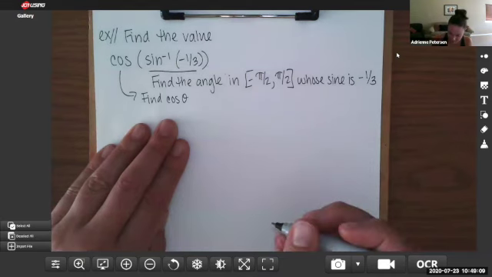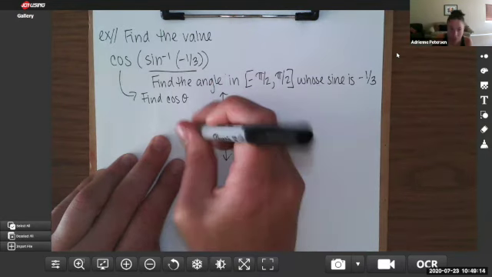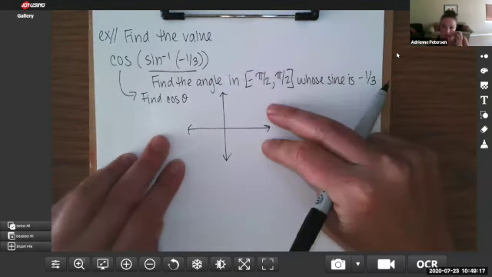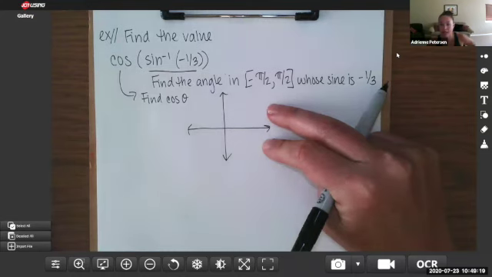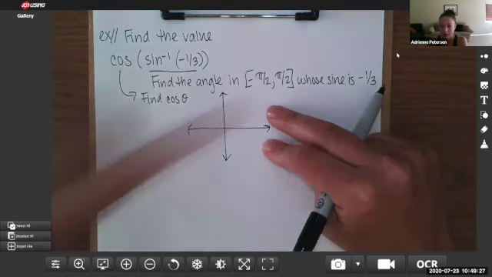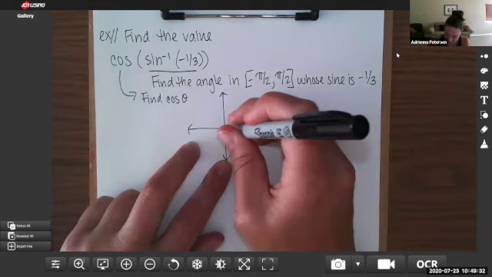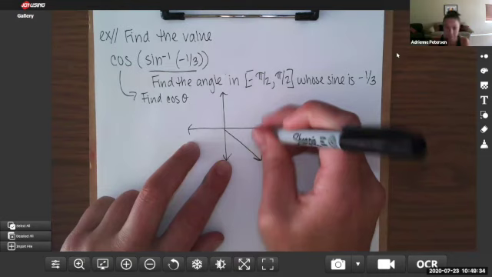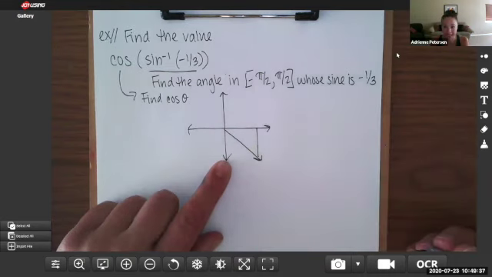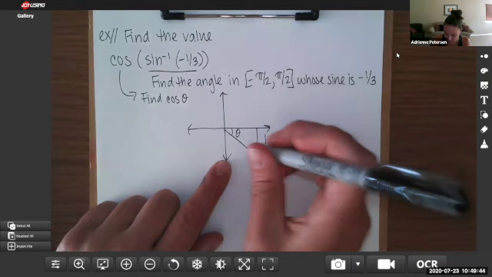Okay, so let's draw a picture. We are asked to find the angle between negative pi over 2 and positive pi over 2 whose sine is negative 1/3. So we want to figure out what quadrant our angle should go in, and that's based on this value being positive or negative. We're looking for the quadrant where sine is negative, so that is the 4th quadrant. This problem tells us sine is 1/3, so sine is opposite over hypotenuse. So here's our angle theta, opposite is 1, hypotenuse is 3.